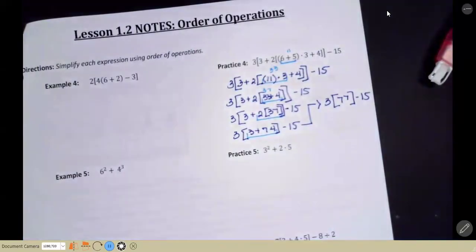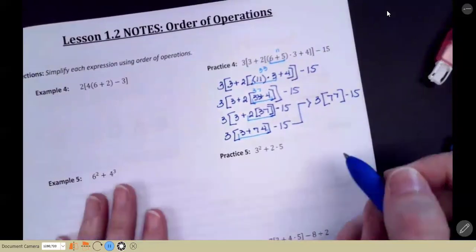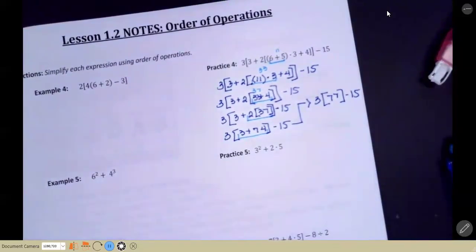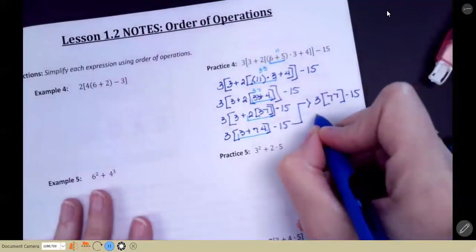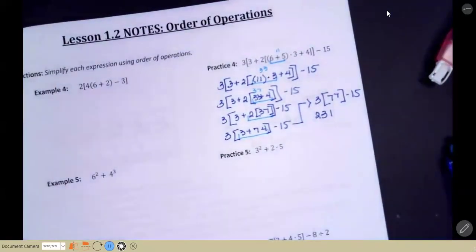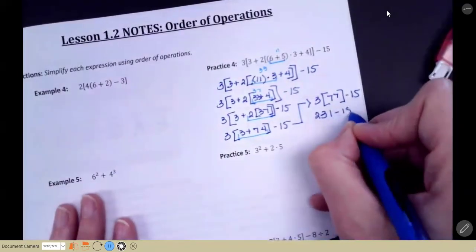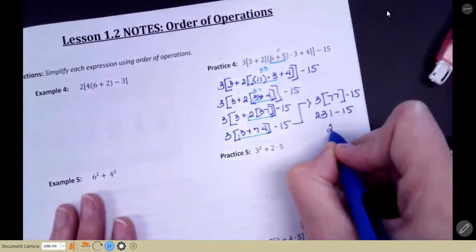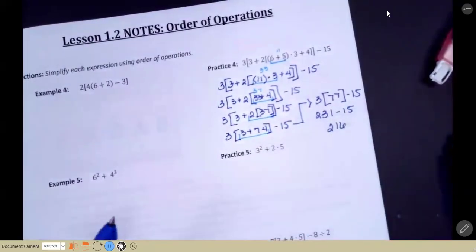Now what are we going to do? We're going to multiply 3 and 77 because 3 is right outside of a grouping symbol. 3 times 77, what is it? Did I do it right? Let's check. 231. 231 minus 15. And woof, that was a long one.